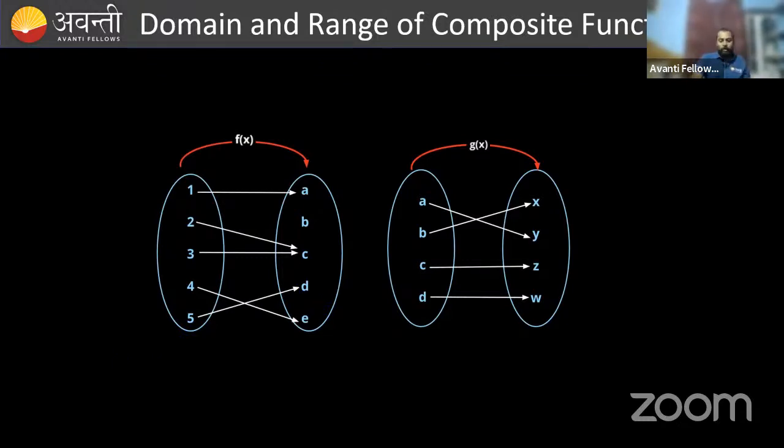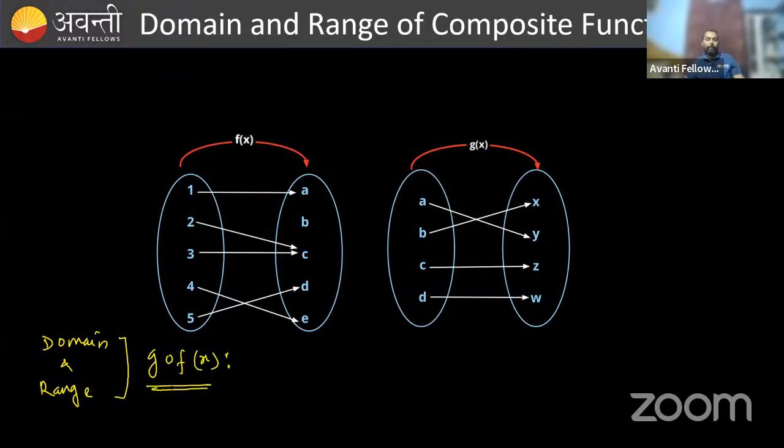ठीक है? You can see two arrow diagrams present on your screen. One function is f of x and another function is g of x, right? Okay, ठीक है. And I am asking to find the domain and range of g of f of x. Find the domain and range of g of f of x. How we can find? This is important, right? How we can find actually?